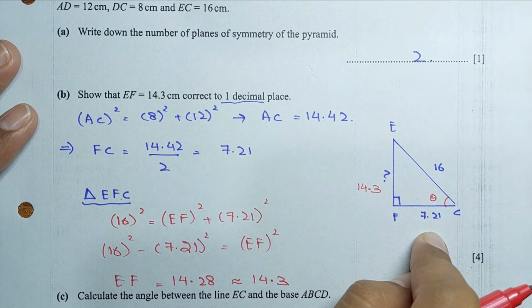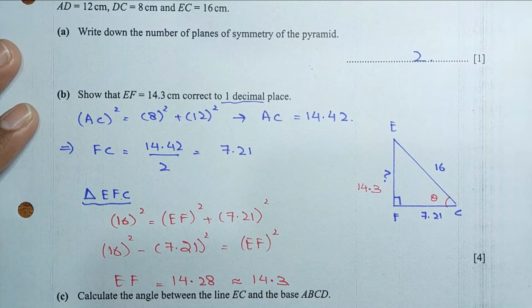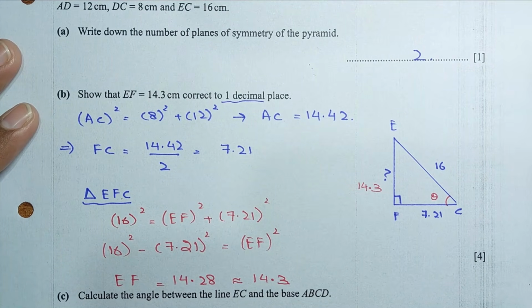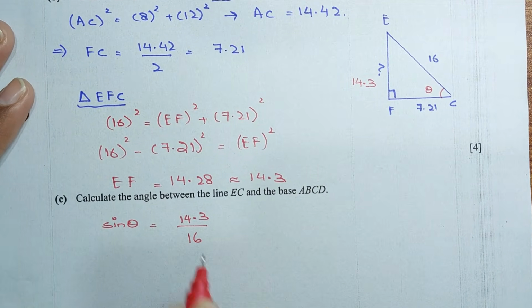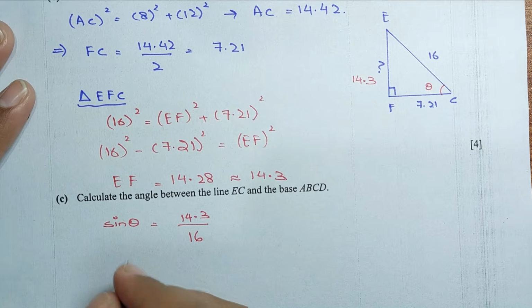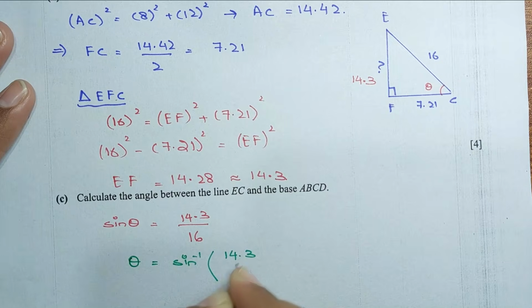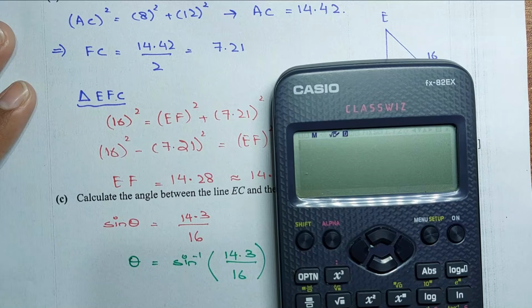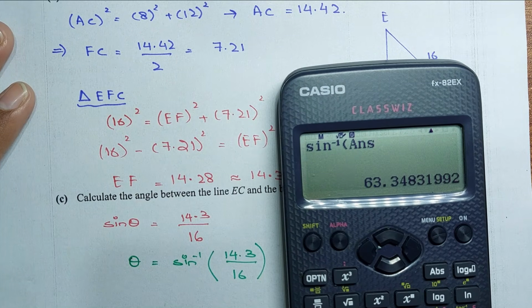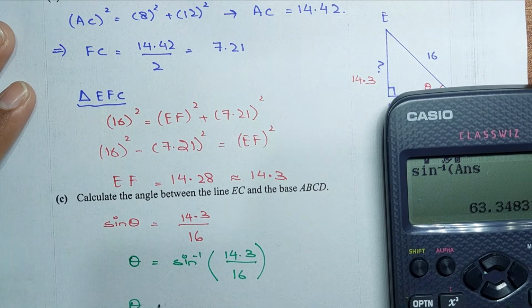So opposite over hypotenuse we can use. Yes, let's use a ratio of sine theta. Opposite is 14.3 and the hypotenuse is 16. Okay, so theta should be equal to sine inverse of 14.3 over 16. That would be the angle. Okay, in degrees, yes, 14.3 over 16. Sine inverse of the answer is 63.34 or 35 if I round it. Theta is 63.35 degrees.